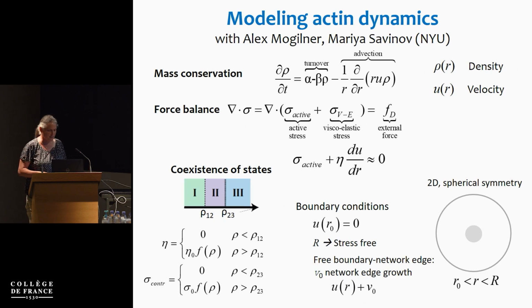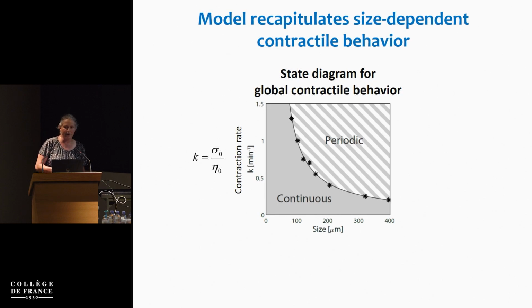And now if you take this model with these boundary conditions, you can get this state diagram for the global behavior of the system. And you can see that the system will exhibit continuous flow in parts of the phase diagram, with smaller sizes and smaller contraction rate, but periodic behavior in larger droplets or larger contraction rate.